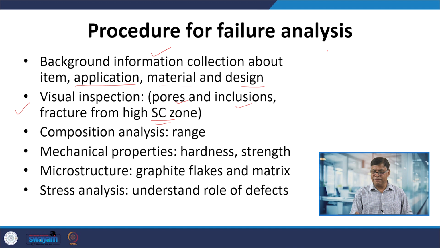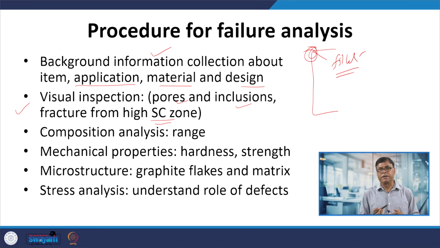Say the casting structure is like this. So, it failed from this area, wherever there is a change in the cross section, or the fillet is sharp. So, those are the areas from where the fracture was triggered.